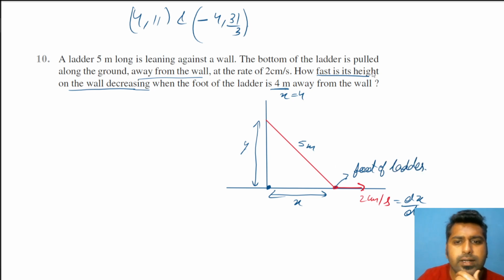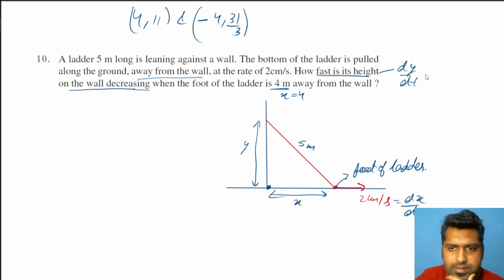So what do we really need to calculate? How fast means rate with respect to time. Height is decreasing, and height is represented here by y. So the question is asking dy by dt. Calculate this dy by dt, and of course it will come out negative.